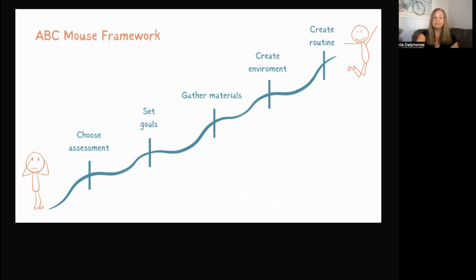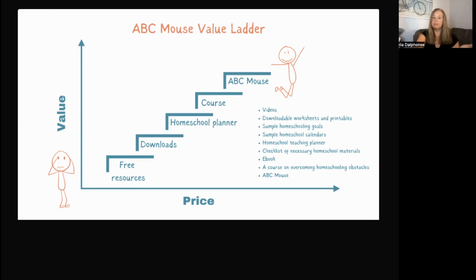essentially identical. So you can see that if I was marketing this to a homeschool parent, I would want them to be able to choose an assessment, set goals, gather materials, create a learning environment, and create an educational routine. The value ladder, again, could be pretty much the same thing. So I could include ABC Mouse and Build a Bundle all in the same value ladder.